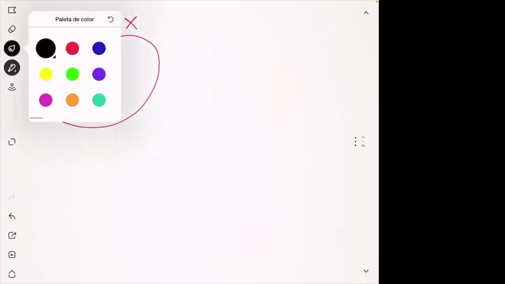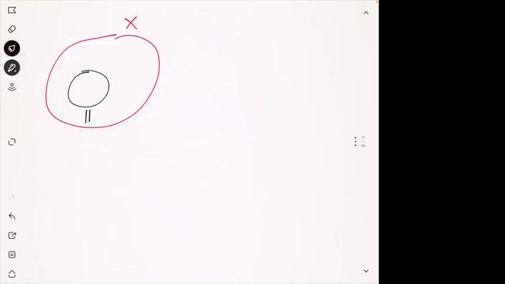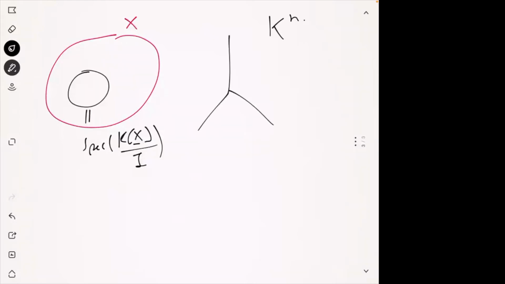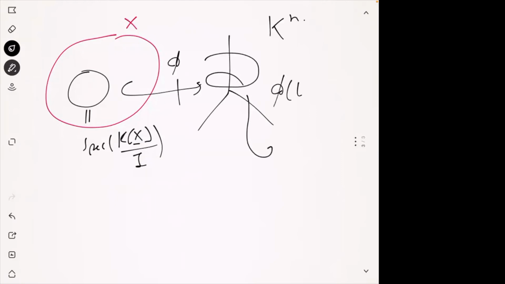Namely, I have here my variety. I take a patch. This is Spec of k[x] divided by I. So it means that here I have k^n, and this embeds as a closed subset here, right? This is some chart, phi of U, this is U.